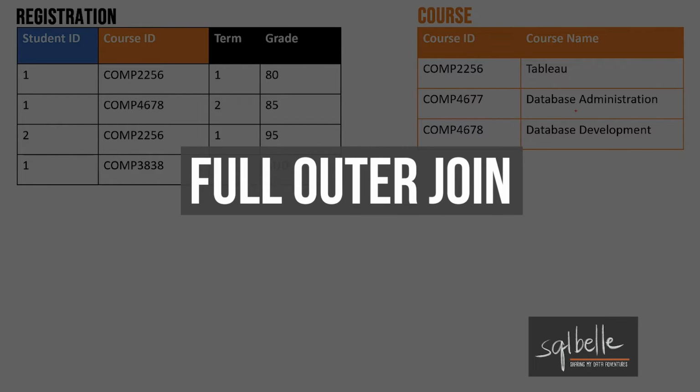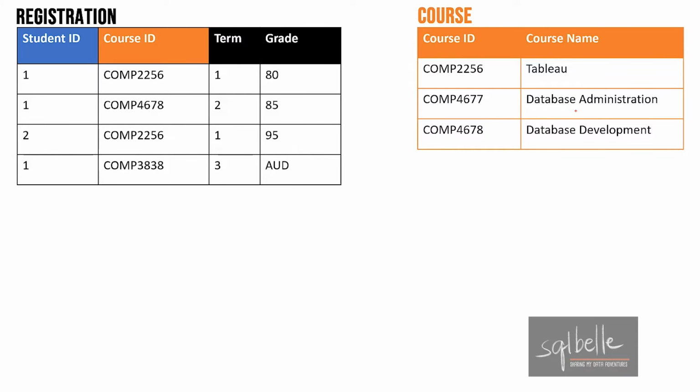How about a full outer join? In a full outer join, we preserve tables from both sides. And technically, the result of a full outer join is the result of your left join stacked on top of the result of your right join.